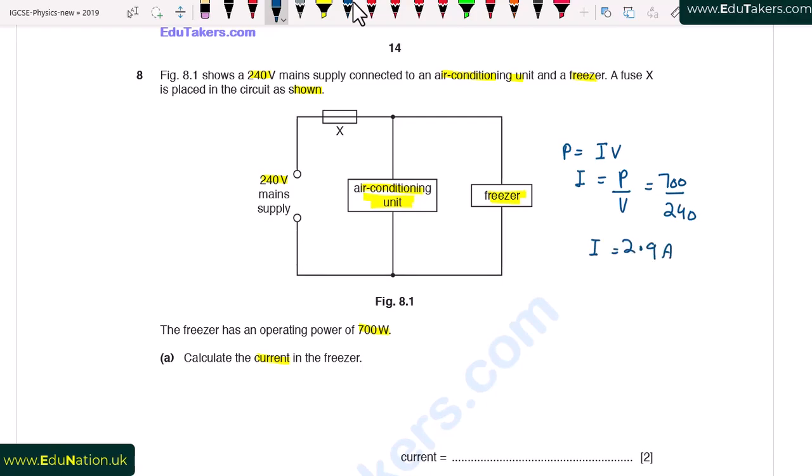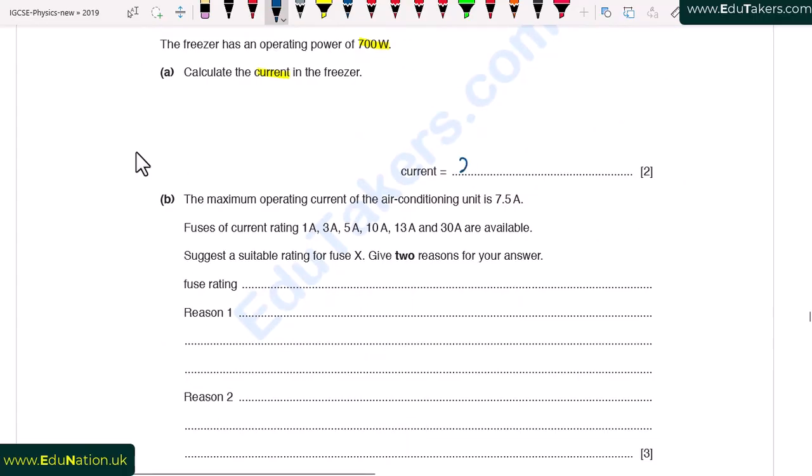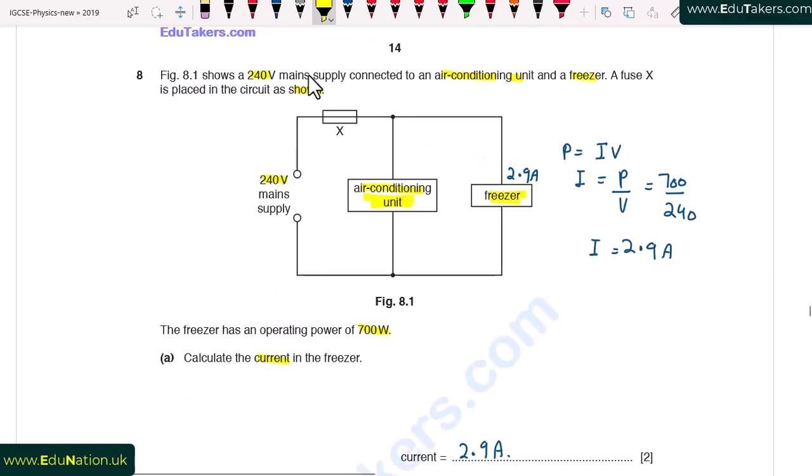So this value of current is basically through the freezer. It is 2.9 ampere. I write here current is equal to 2.9 amperes. Part B. The maximum operating current of the air conditioning unit is 7.5. So the current through the air conditioning unit is 7.5. I write here 7.5 amperes.